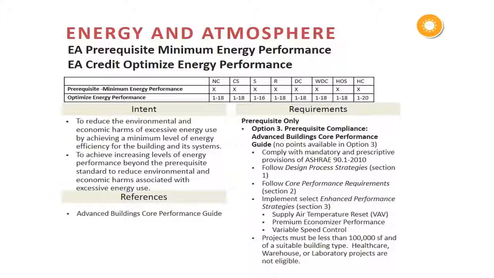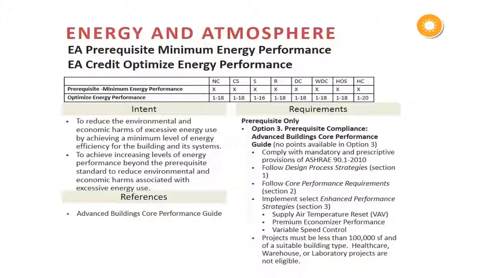Now this option looks at the Advanced Buildings Core Performance Guide that's published by the New Buildings Institute. And again, we see that same criteria that the mandatory and prescriptive provisions of ASHRAE 90.1 2010 need to be put into place. But then to build from that, the project's required to do several things. So they need to follow the design process strategies. This is section 1 in the reference standard, and that dictates several elements of the design process itself. So it doesn't get into system performance requirements there. It really tries to shape the project through the design process itself.